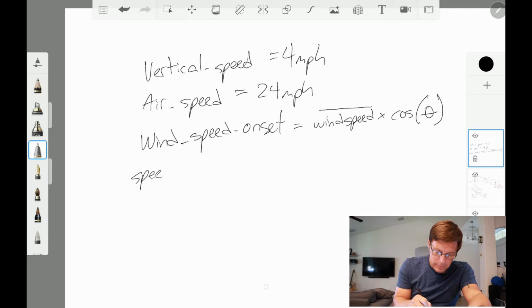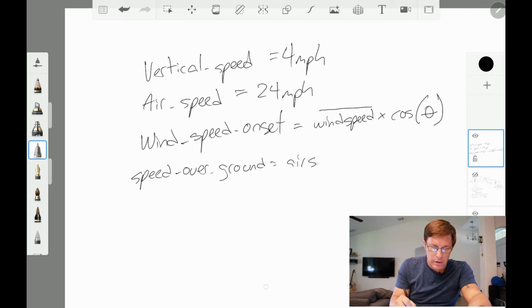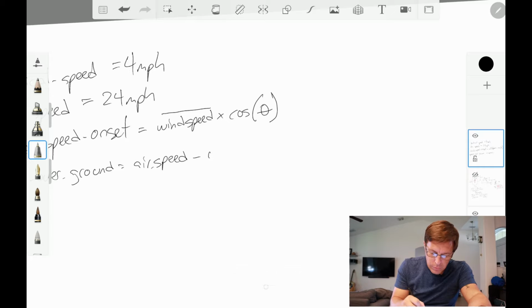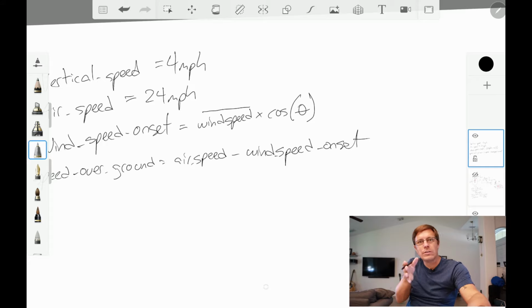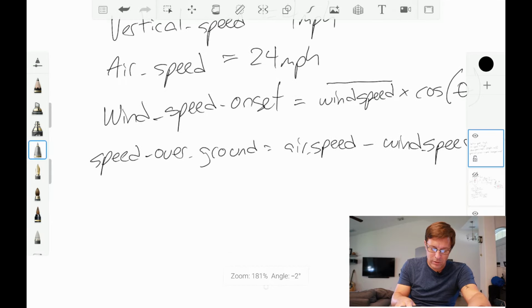All right, and then speed over ground equals airspeed minus wind speed onset, right? Wind speed onset, wind speed onset. You agree? So if you're flying, let's say 24 miles an hour airspeed, like my wing does, but you're flying into a 24 mile an hour headwind, you're parked, right? So your airspeed, which is 24, happy wing, minus your wind speed onset, 24 mile an hour headwind, that's 24 minus 24 equals 0. So your speed over ground is zero, you are parked. So that's what that is.